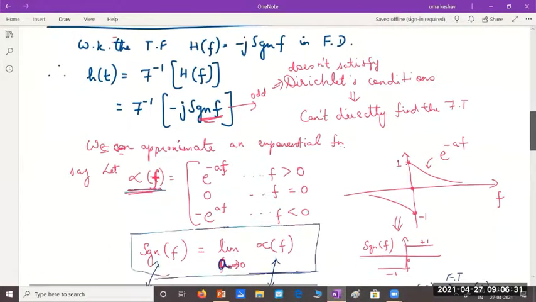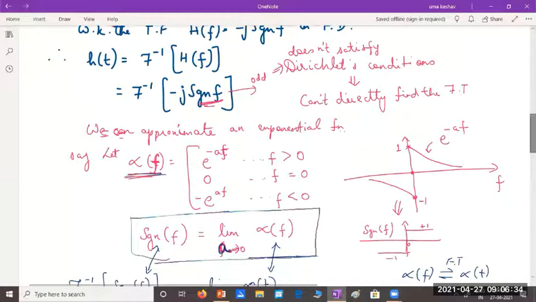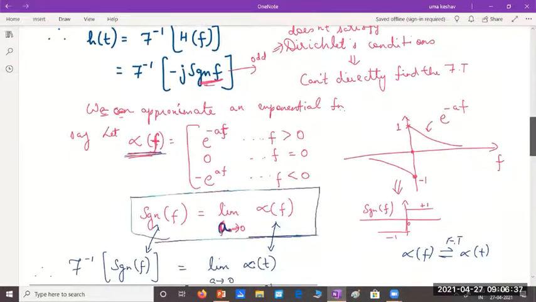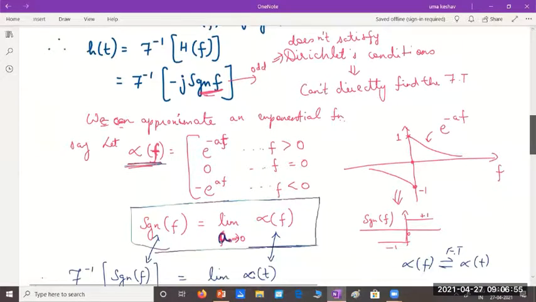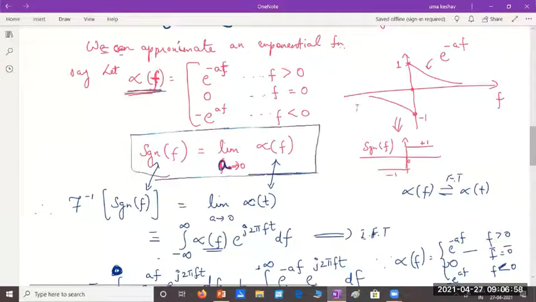To convert this back to the time domain, we take the inverse Fourier transform of h of f. And we said this h of f is not a function that satisfies Dirichlet's conditions for Fourier transforms, so we can't find the Fourier transform directly for this function. What we have to do is assume exponential functions which would become the same as the signum of f. Remember, signum of f is an odd function which doesn't satisfy Dirichlet's conditions, so you had to assume an exponential function for the signum function.